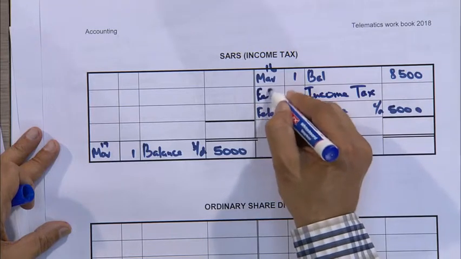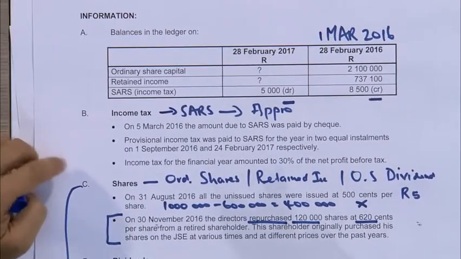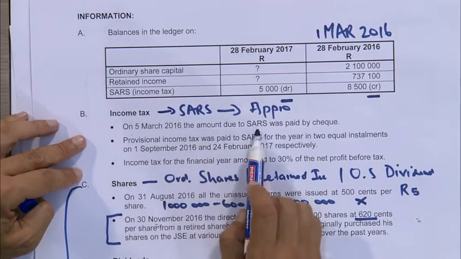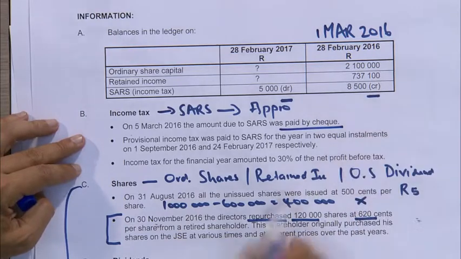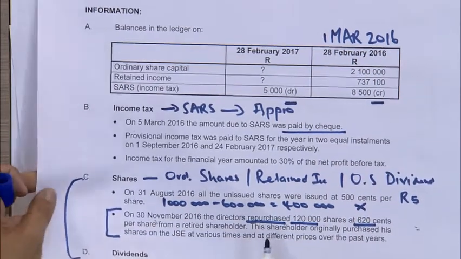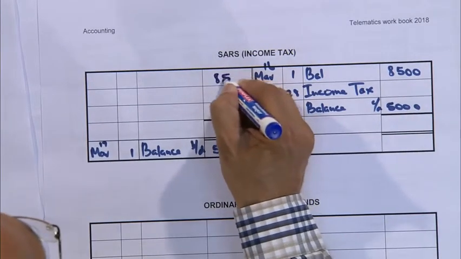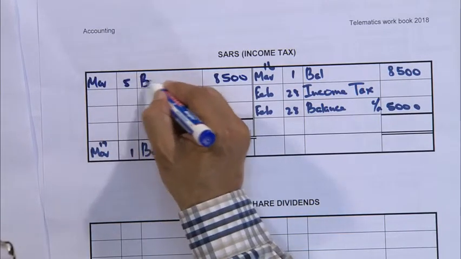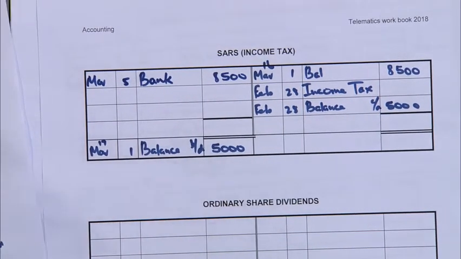That's also on Feb 28. Okay, so let's see what the information says about the SARS and the income tax account. It says, on the 5th of March 2016, the amount due to SARS was paid by check. So in other words, we are paying the amount that we owe. We owe SARS 8,500, and now we're paying them 8,500. It says on the 5th of March, and it's going to be bank.